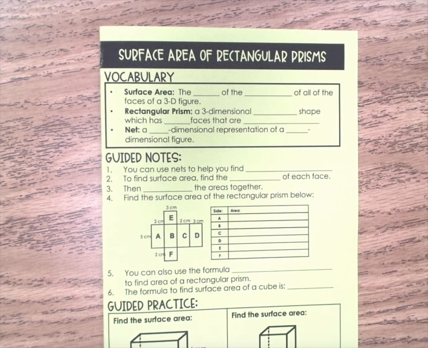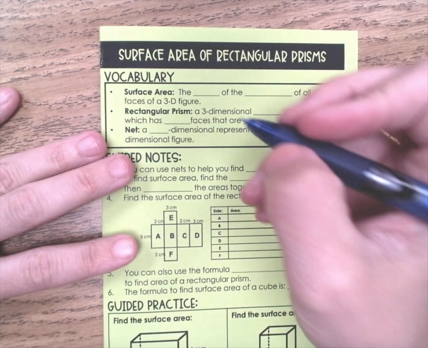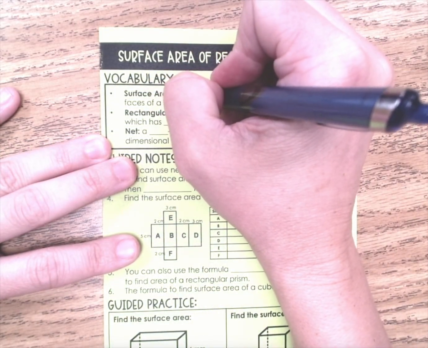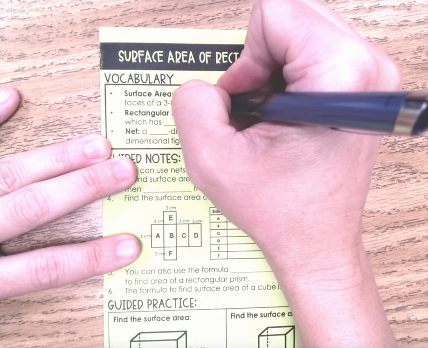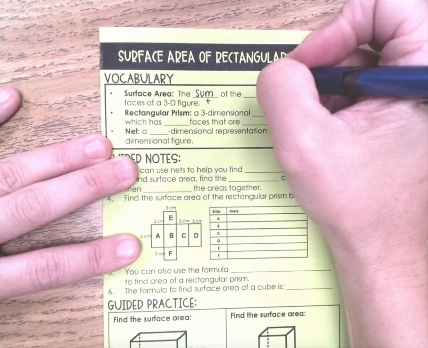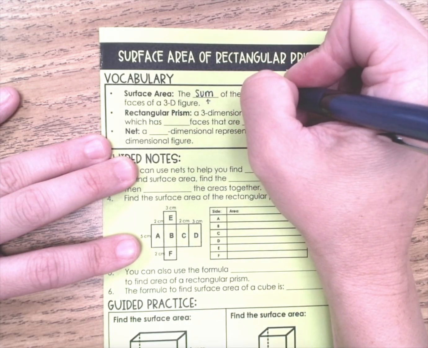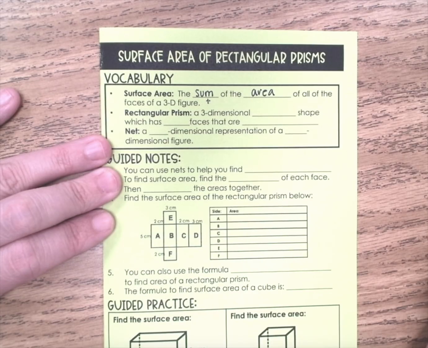Going to talk about how to find the surface area of a rectangular prism. So we're going to start with our vocabulary first. Surface area is the sum, and remember the word sum means that we're adding, right? Sum of the area of all of the faces of a 3D figure. We're going to be looking at rectangular prisms today.